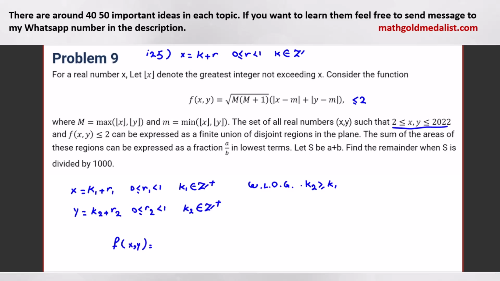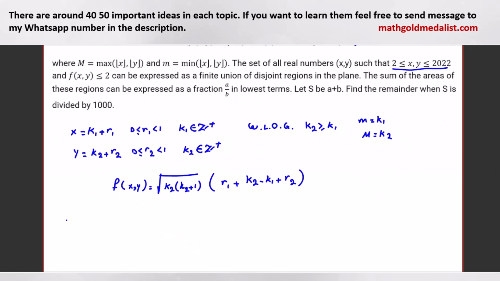Why did I say without loss of generality? Because the problem is symmetric with respect to x and y, and it's not important which of them we consider. So f of x, y is the square root of k2 times k2 plus 1, times the absolute value of x minus small m, which is x minus k1, so r1, which is at least 0, plus y minus m, which is k2 plus r2 minus k1. In this case, small m is k1, the minimum, and big M is k2. So it will be k2 minus k1 plus r2.